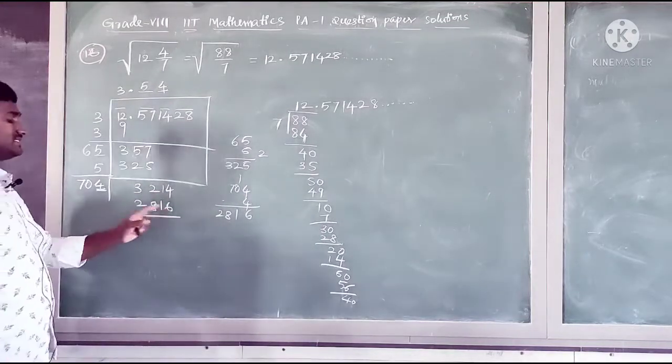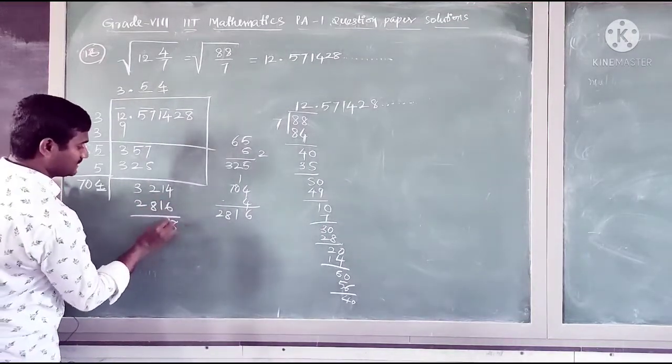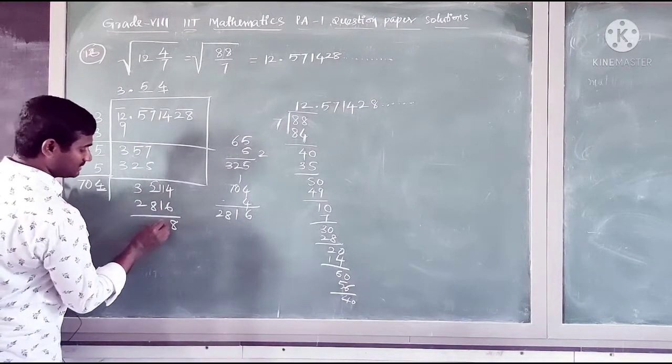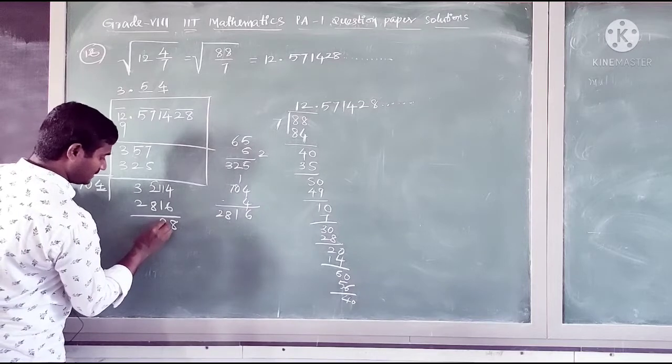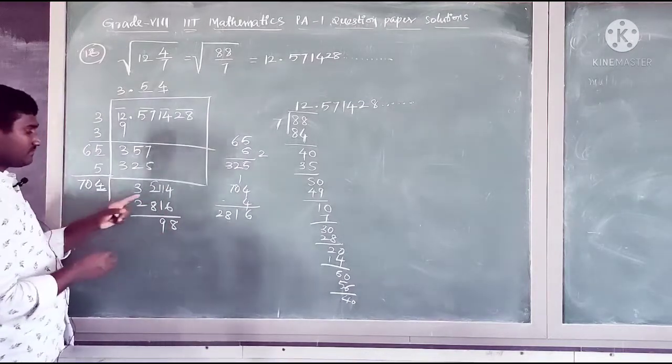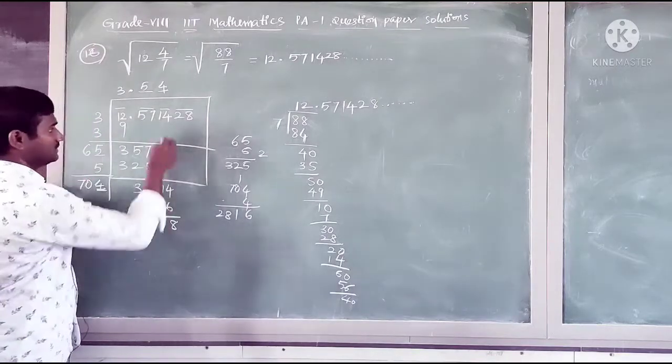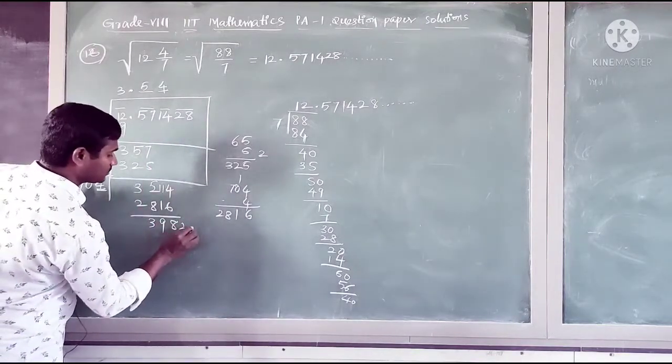Okay. 4 minus 6, so 14 minus 6, 8. 0, here 1 is there, again borrow. 10 minus 1, 9. And this 1 is there, this 31 minus 28, so 398. Next, bring down the next bar 28.